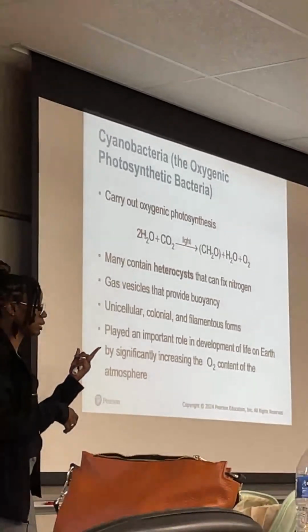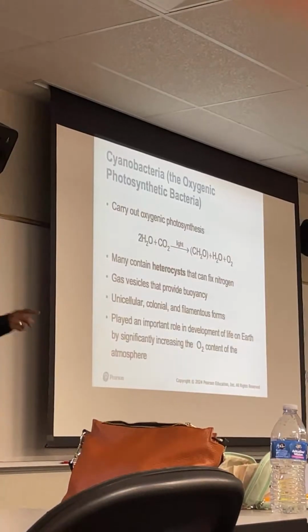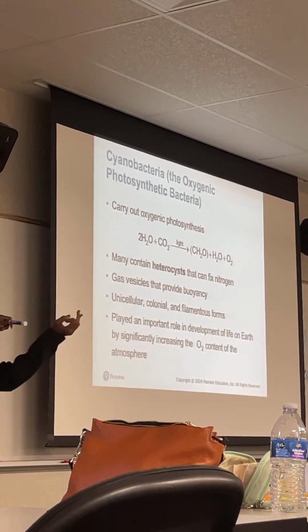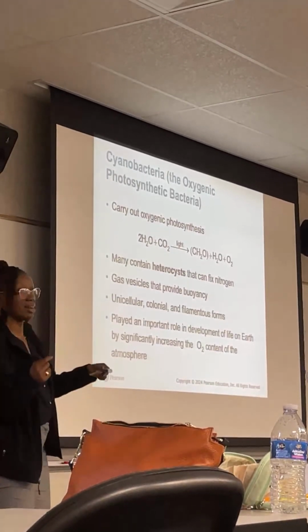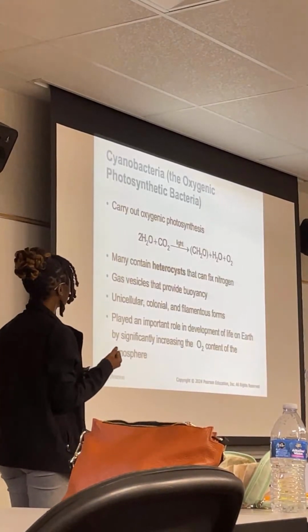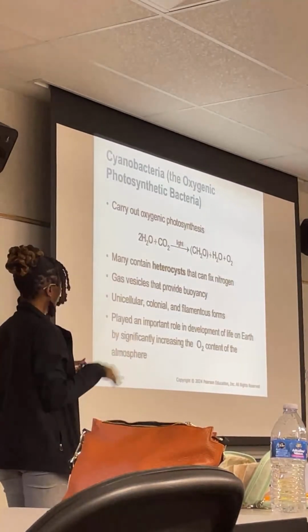What does that mean? Fix nitrogen. Change it into something useful? Yes, it can convert atmospheric nitrogen into a useful form, right? So atmospheric nitrogen into nitrite, nitrate, ammonia, all right? Useful forms. And then these guys have gas vesicles that provide buoyancy to allow it to float, to be able to be present in the water bodies.